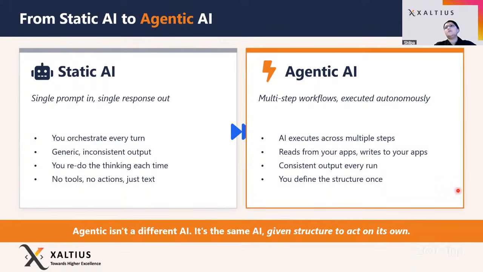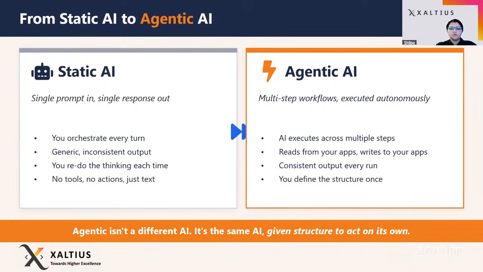On the other hand, now on the right, you see agentic AI. Agentic AI is pretty much the same AI underneath, but given structure. As you've seen in our past webinars, agentic AI can execute multiple steps on its own. It can read from other external tools and apps that it is given connection to, and then it can write into them as well. The resulting output is consistent in every turn. And the best part is that you only have to define the structure once.